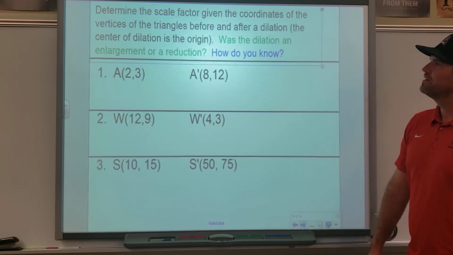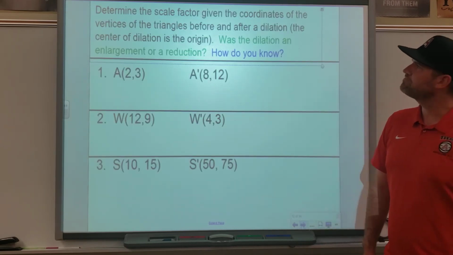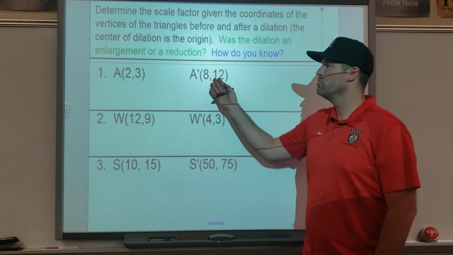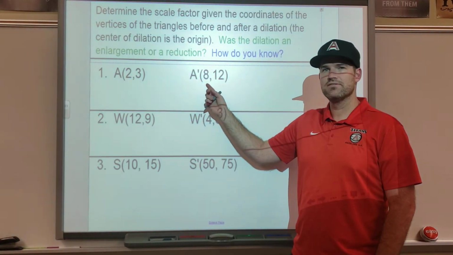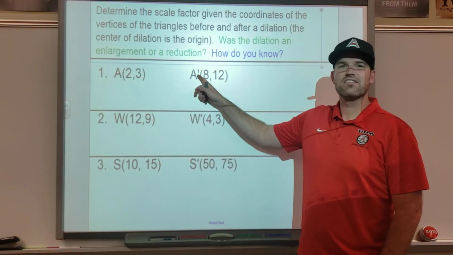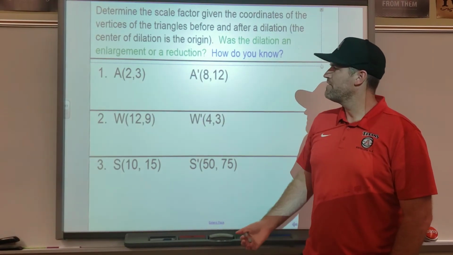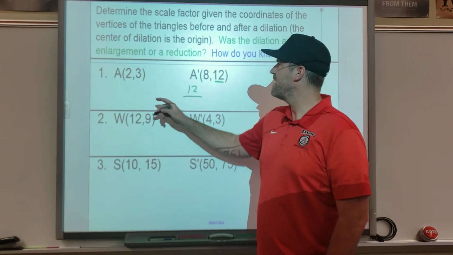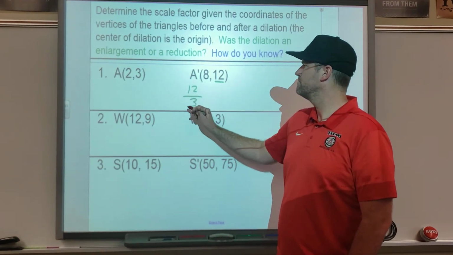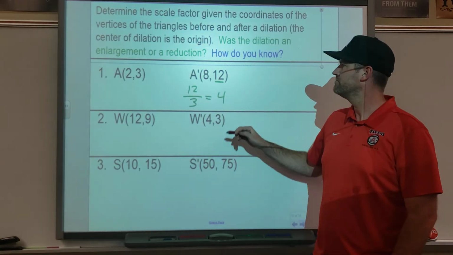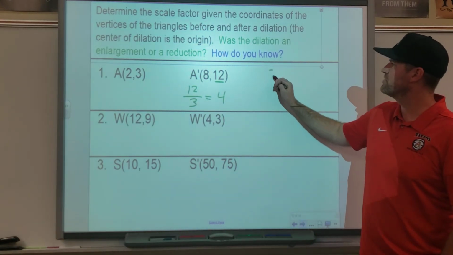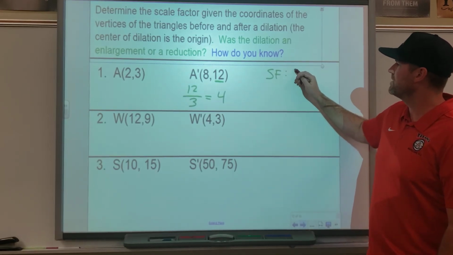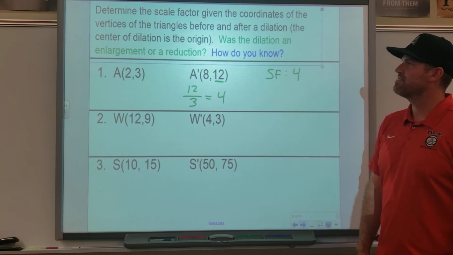A couple more quick examples of that. The original, and then the new. And how do I know this is the new point? That's right, I know it's the new point because of the prime. So if I want to find the scale factor, I can just do the new divided by original, which is 4. So my scale factor, or my K, I like to call it SF for scale factor, but we can also call it K. My scale factor is 4.